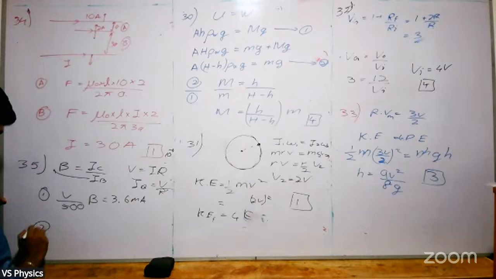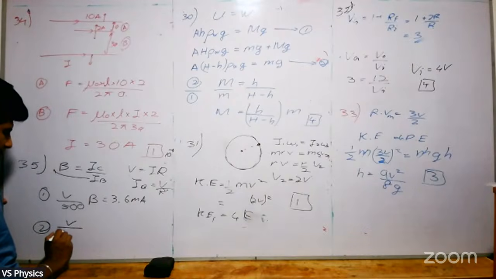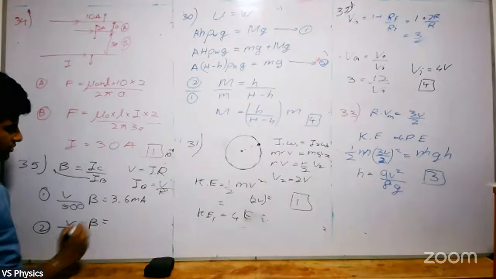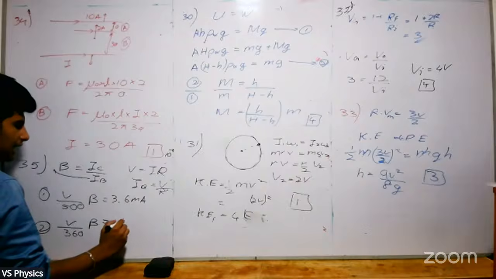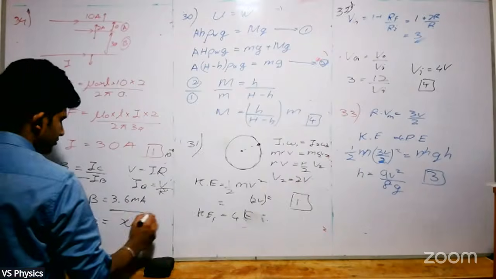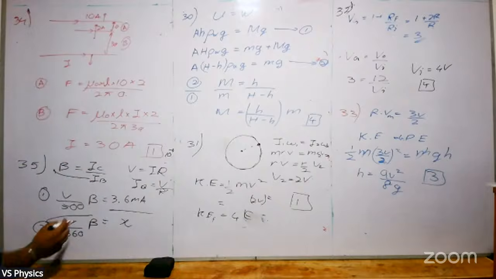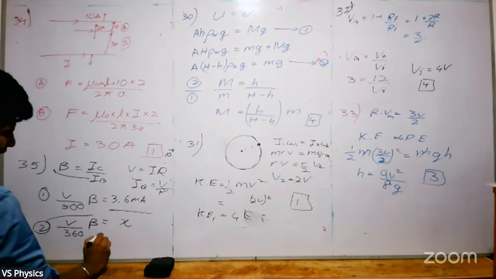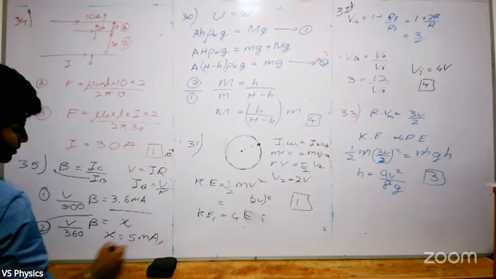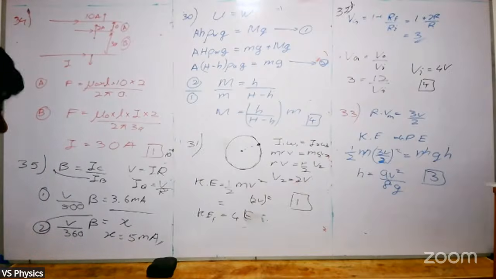In the second occasion, we have V divided by 360, times beta, equals the unknown. If we divide these two, everything cancels. X will literally become 5 milliamperes. That is our fifth question.